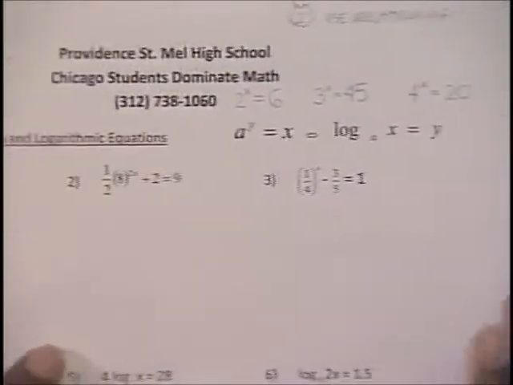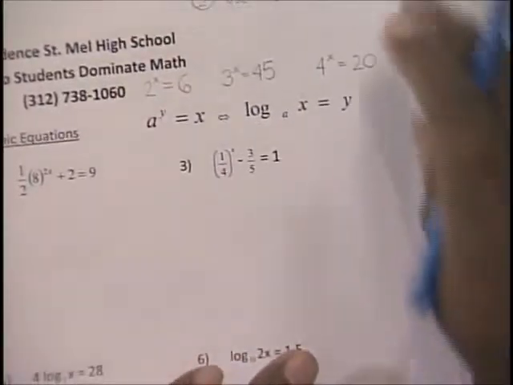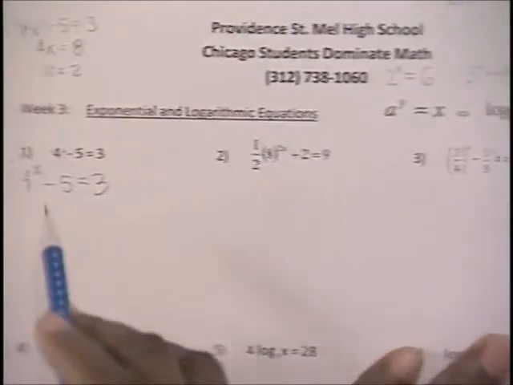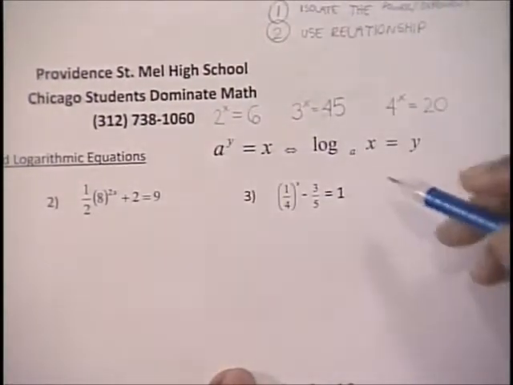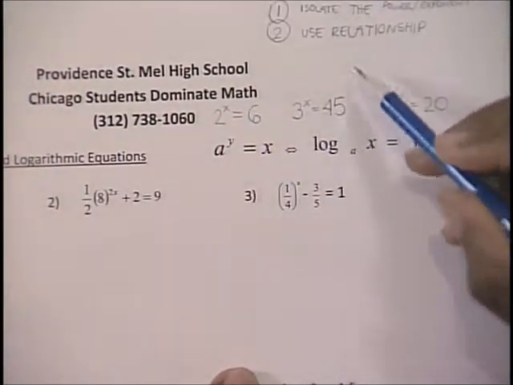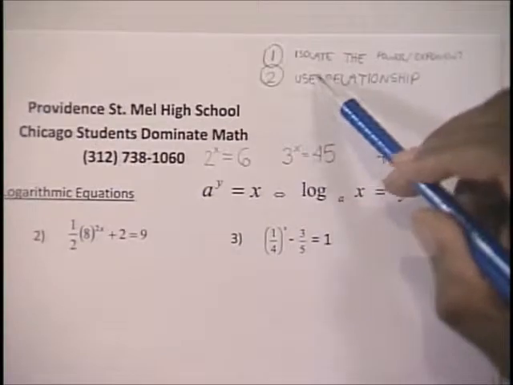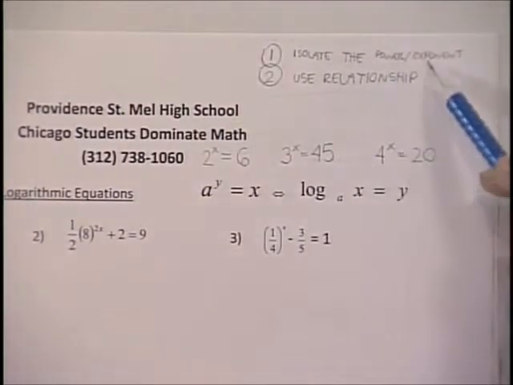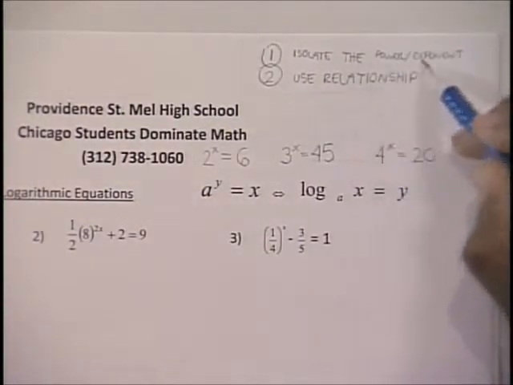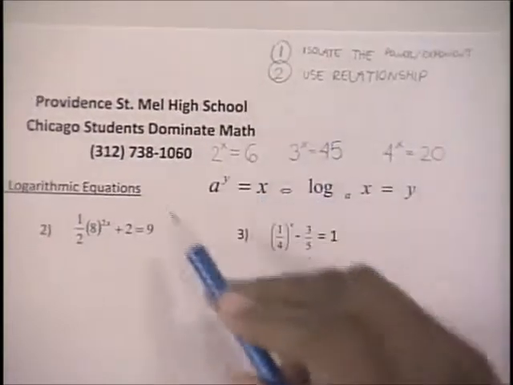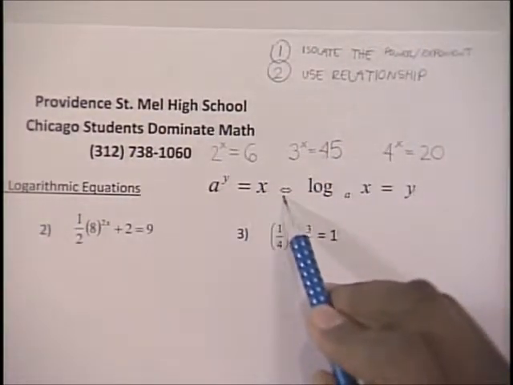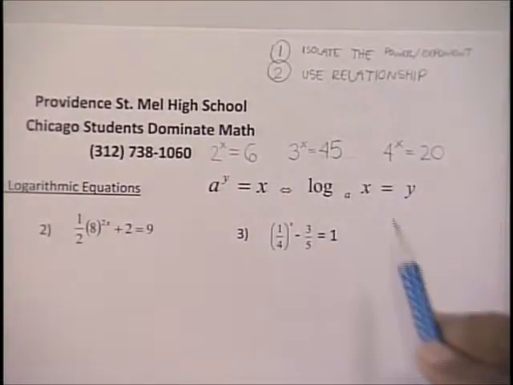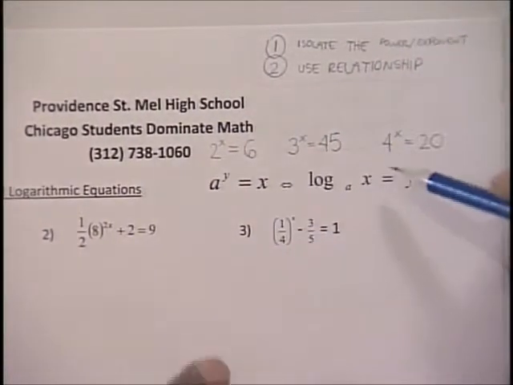So let's talk about some of the things we want you to do to be successful on solving a problem like this. Generally speaking, we're going to isolate the power in the exponent, and then we're going to use this relationship: a to the y is x can be rewritten as log base a of x is y.